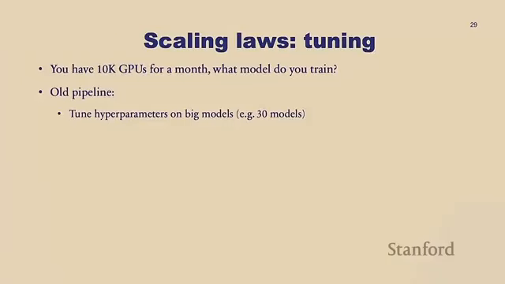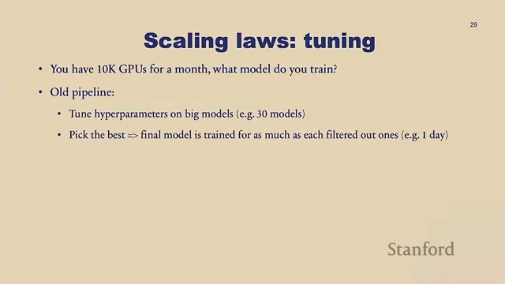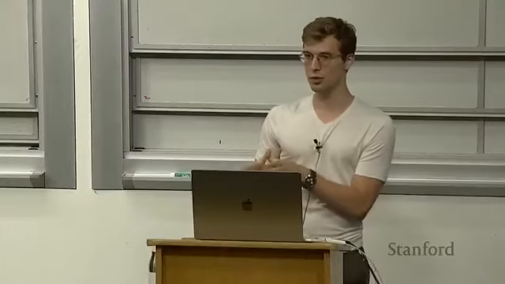The old pipeline was basically you tune hyperparameters on the big models. So let's say I have 30 days. I will train 30 models for 1 day each. I will pick the best one, and that will be the final model that I use in production. That means that the model that I actually used was only trained for 1 day.